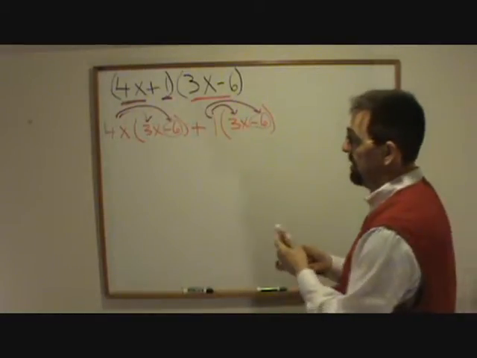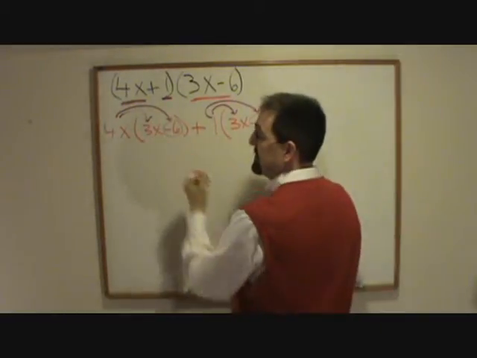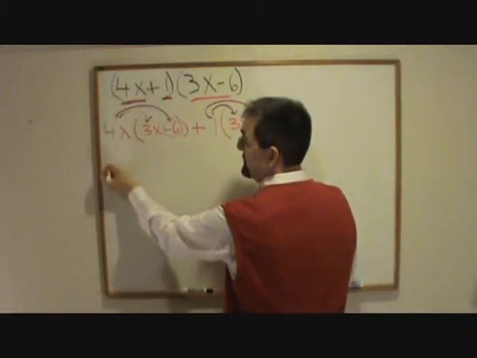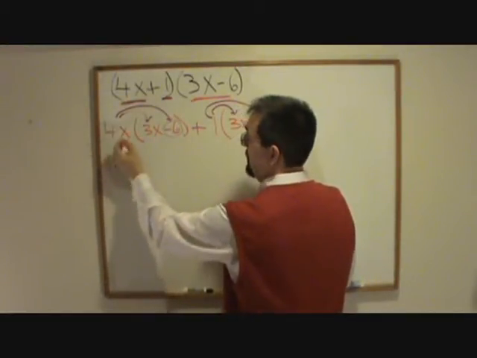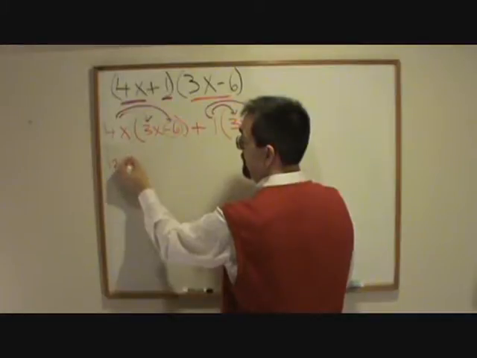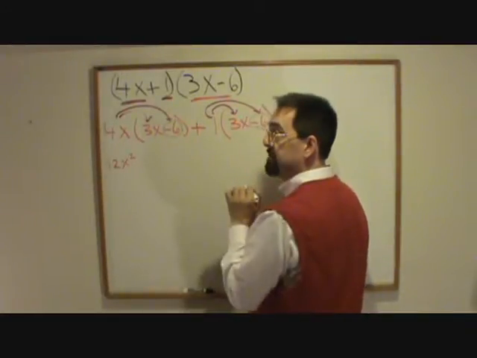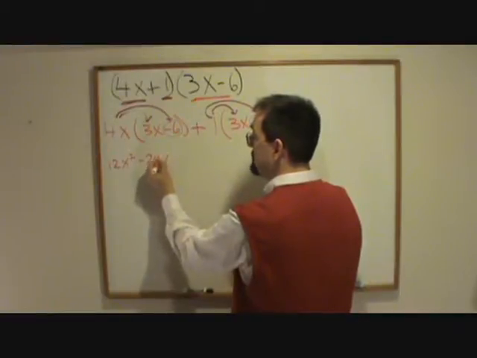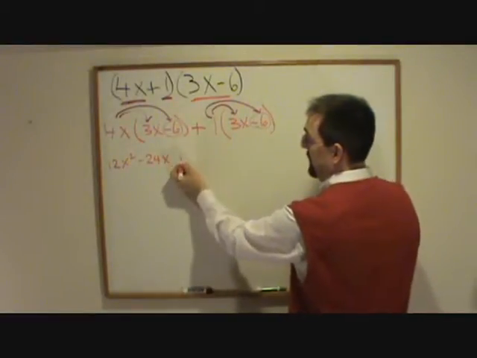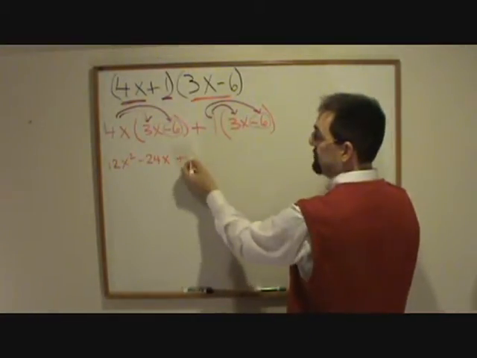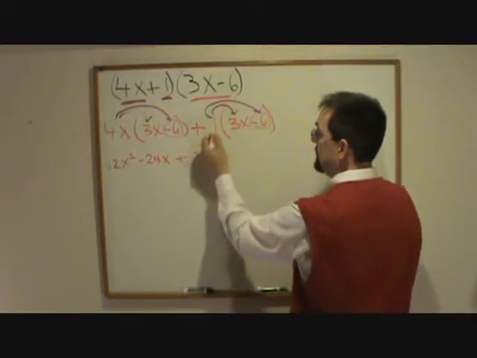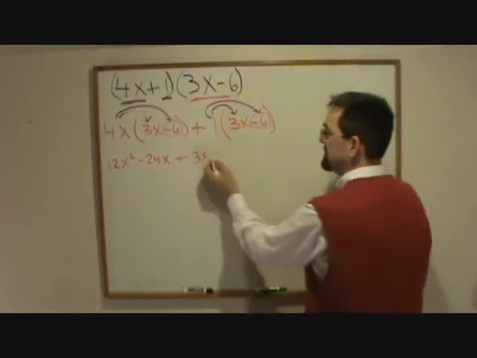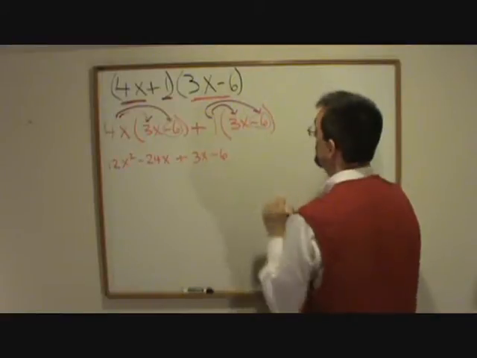Okay, let's try it. 4x times 3x. Well, 4 times 3 is 12. X times x, x squared. 4x times a minus 6, minus 24x. Plus 1 times 3x is 3x. 1 times the minus 6, minus 6.